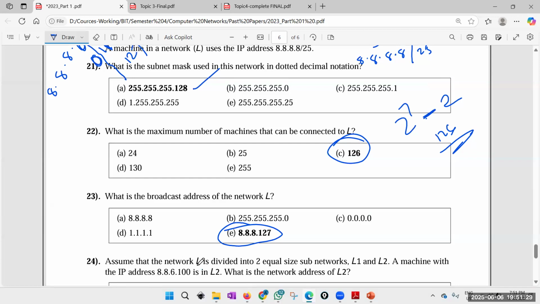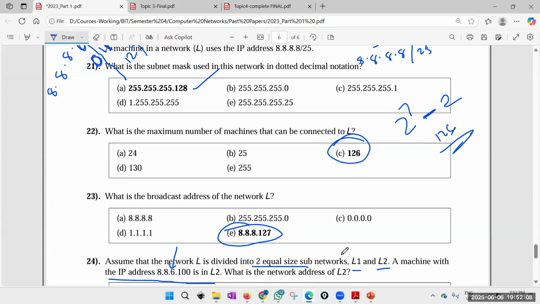Assume that the network L is divided into two equal size subnetworks, L1 and L2. The machine with the IP address 8.8.6.100 is in L2. I don't know why this is 6. It should have been 8, right? How come this is changed? I hope this is a mistake by the examiner. This should have been 8.8.8.100, because this is 8.8.8.8. We can't change this octet when we have /25. So I hope this should be 8.